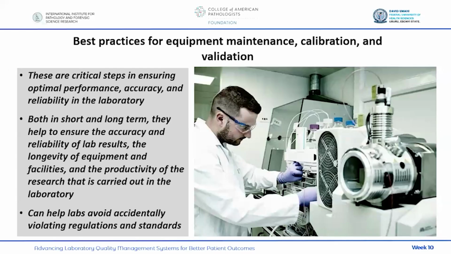Okay, so let's move on to the second part of this session, talking about equipment maintenance, calibration, and validation. So these are critical steps. We all know that. Anybody who is working with equipment will know that you just need to maintain your equipment. Whether it's something in your house, without maintenance, that thing will not last long. So equipment maintenance is key in ensuring optimal performance and reliability in the laboratory. So both in the short term and in the long term, they help to ensure accuracy and reliability of the results you are generating from your laboratory.